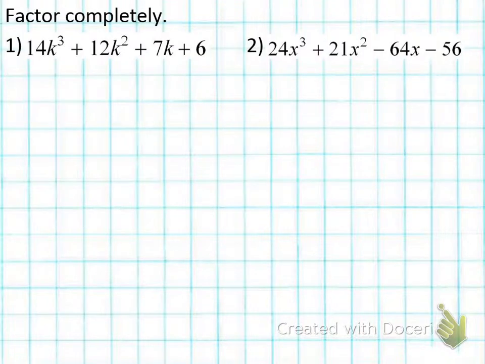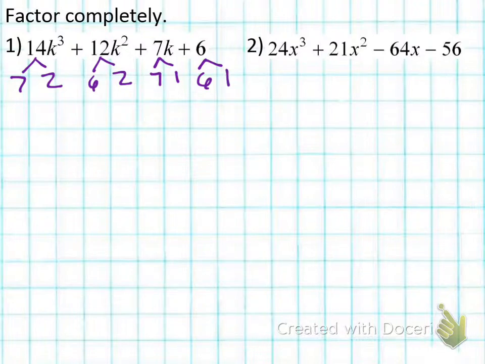Okay, so here's a couple examples. For number 1, first I'm going to start by factoring each of these coefficients to look for common factors. So I have 14 is 7 times 2, 12 is 6 times 2, and then 7 and 6 are both coefficients in my expression as well. So I'm going to just look at those as 7 times 1 and 6 times 1 because I see that gives me matching factors here. So the first and third term both have 7 in common, and the second and last term both have 6 in common.